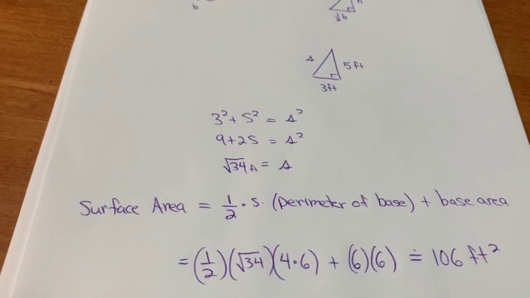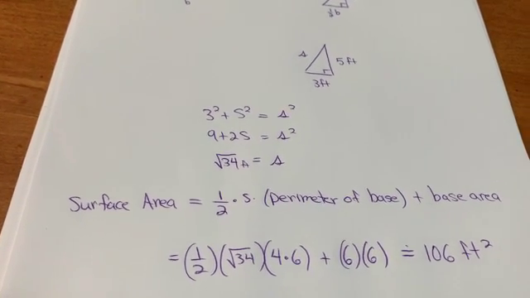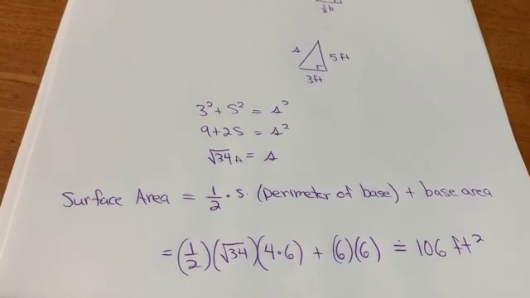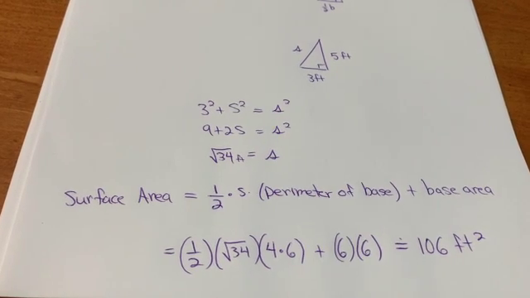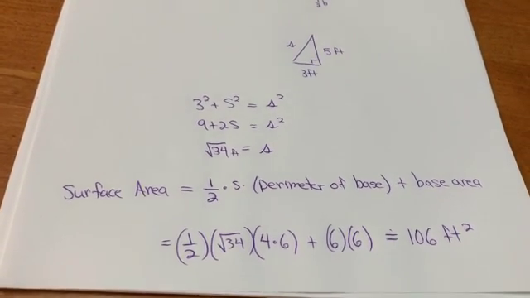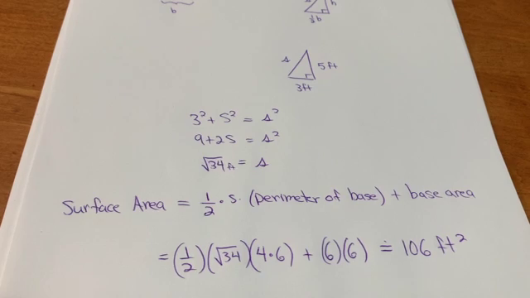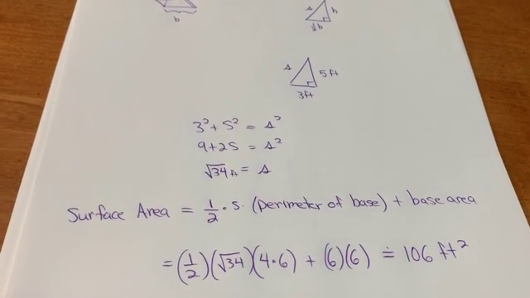And when you add it all up, it comes to approximately 106. And notice the units here are square feet because we're talking about an area. Area units are in square units, and this particular question was in an imperial unit of feet.